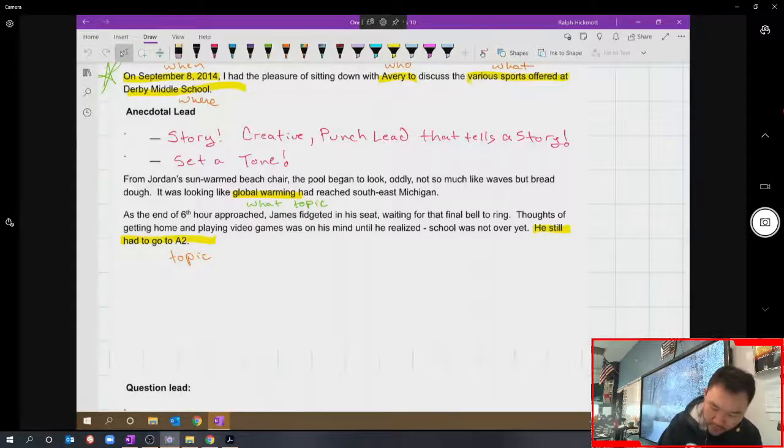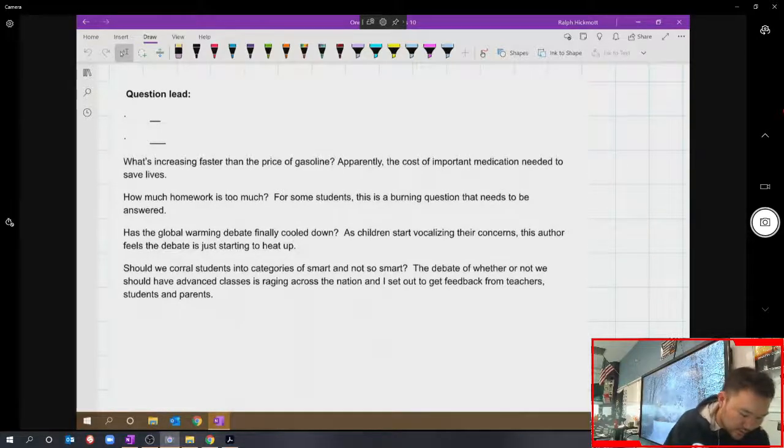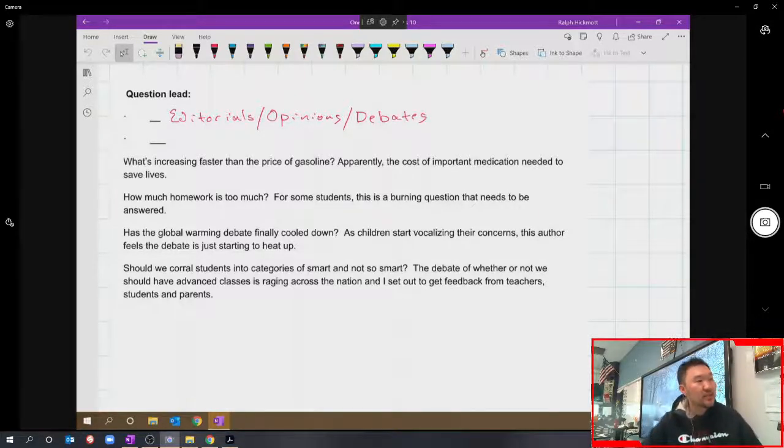All right, here we go. So the question lead is something common that many of you have used in the past, and it's okay. You kind of started in elementary. It's okay for actual newspaper article writing. So let me zoom in on that. There we go. A question lead really works for editorials. Editorial basically means opinion pieces, editorials and opinions, or debates. So some of you are writing very serious topics that relate to a controversial question or a controversial opinion about something, and this question lead would work really well.